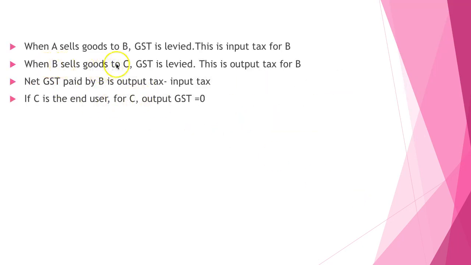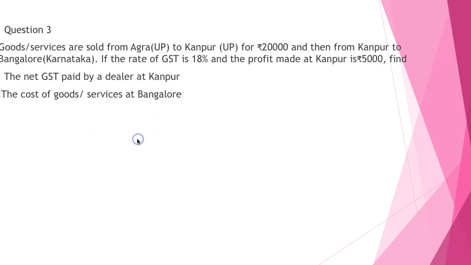Now when A sells goods to B, GST is levied. This is input tax for B. When B sells goods to C, GST is levied, and this is output tax for B. So net GST paid by B is output tax minus input tax. If C is the end user, for C output GST is 0.